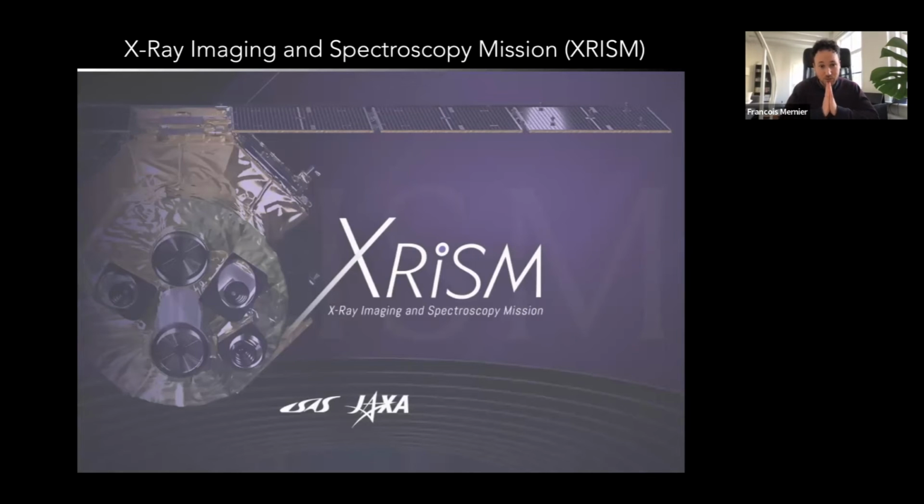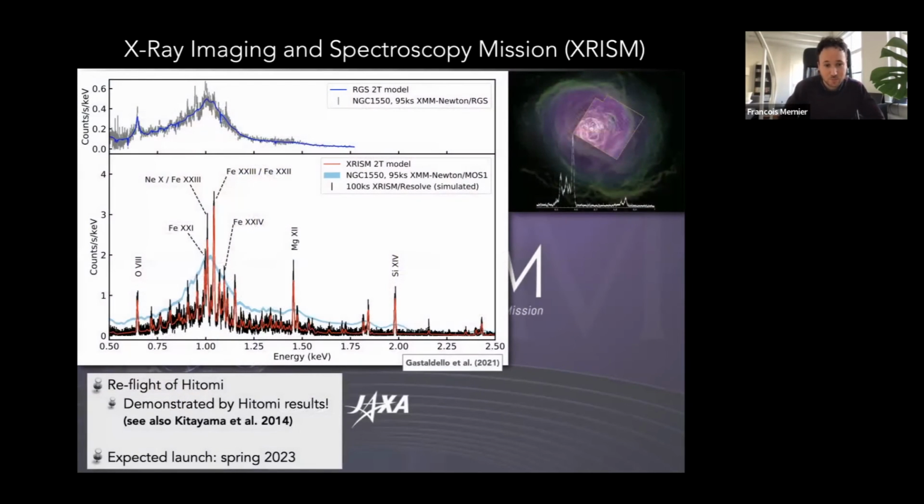So XRISM will be released very, very soon, I think in principle in 1 year from now. And XRISM will be extremely important because it will really be able to routinely make spectra with the resolution of Hitomi. So this is basically a reflight of Hitomi with, of course, the fact that XRISM will reveal also the iron L complex, while Hitomi had a gate valve which was closed on that time.